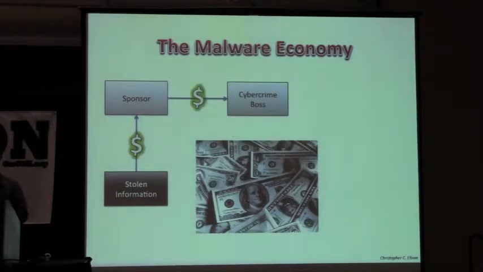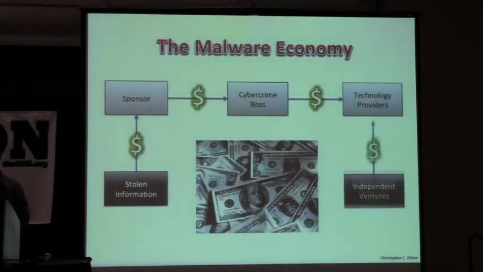And the sponsor pays the cybercrime boss. It's like Leverage, if you're familiar with that series. Timothy Hutton is the cybercrime boss. It's similar to that one. Then the cybercrime boss spreads the money around to the different technology providers. Of course, he gets the profit. Depending on the arrangement, sometimes the technology providers work exclusively with the cybercrime boss, or sometimes they go on their independent ventures. They could sell their kits to anyone who has the money, or they could work with other cybercrime bosses.